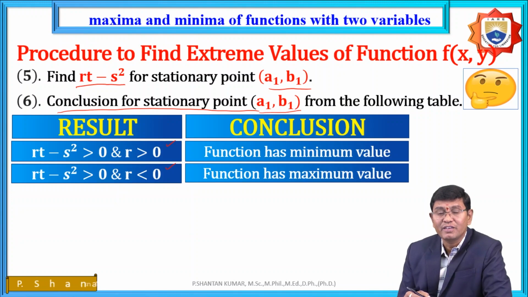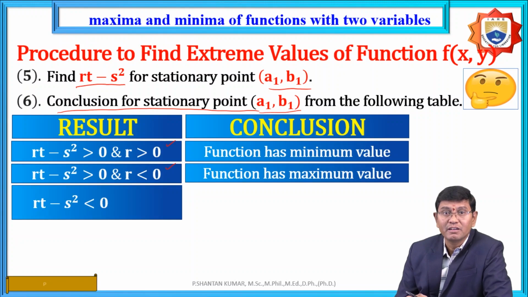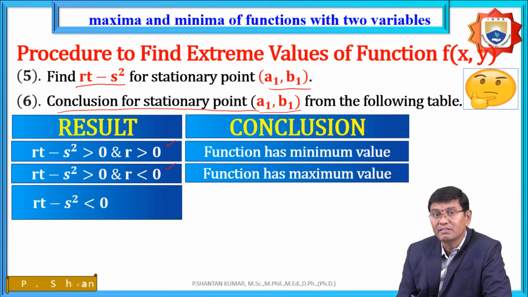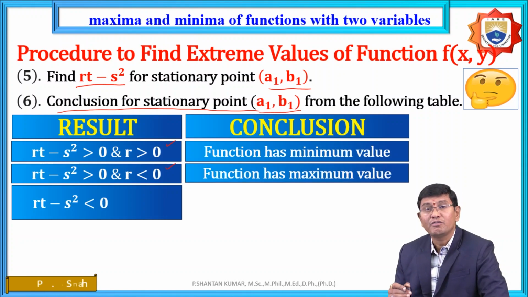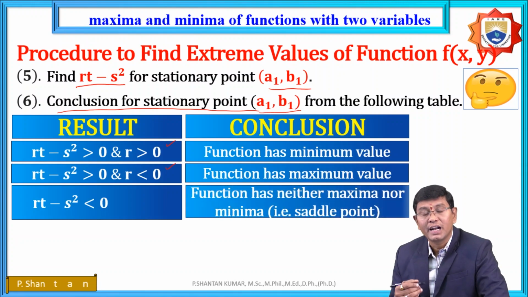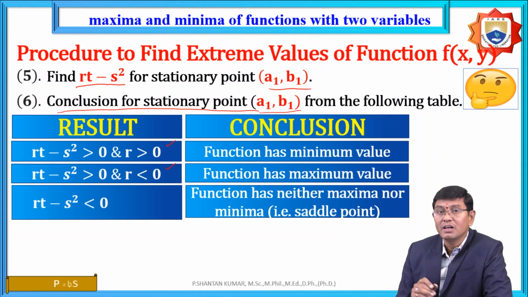But in case rt minus s square is less than 0, that means wherever the first condition and second condition are greater than 0, but in this third condition it is less than 0, it is satisfied, then the function is said to be neither the maxima nor minima. That means at that time the function is said to have a saddle point.